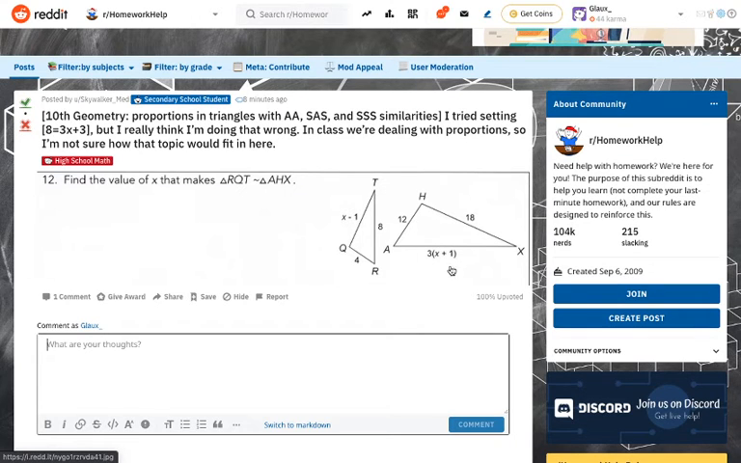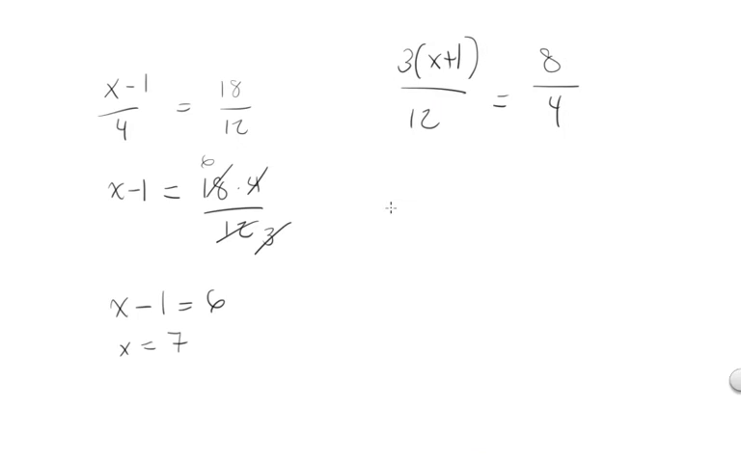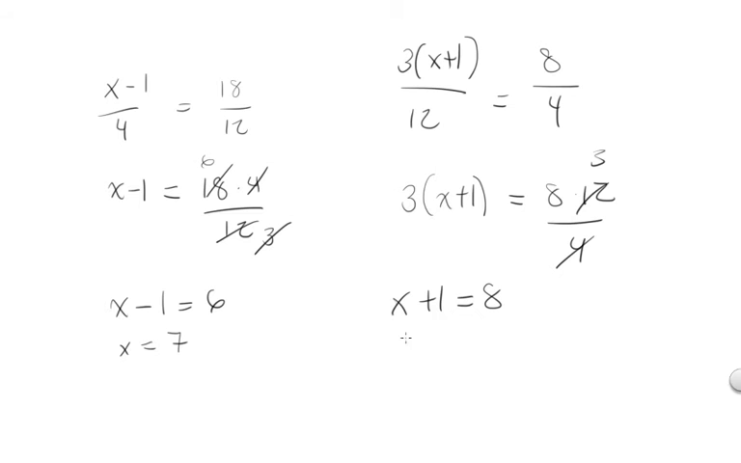And then 12, and 8 and 4. Okay, so those are the corresponding sides. So I'll multiply both sides by 12. I'm left with 3 times the quantity of x plus 1 equals 8 times 12 over 4, and we can simplify here. We've got 4, a factor of 3. And then I'm going to divide both sides by 3, and so I'll be left with x plus 1 equal to 8, and then transpose that 1, and we get x equal to 7. Okay, so that's consistent, which leads me to believe that we've got the right answer here.